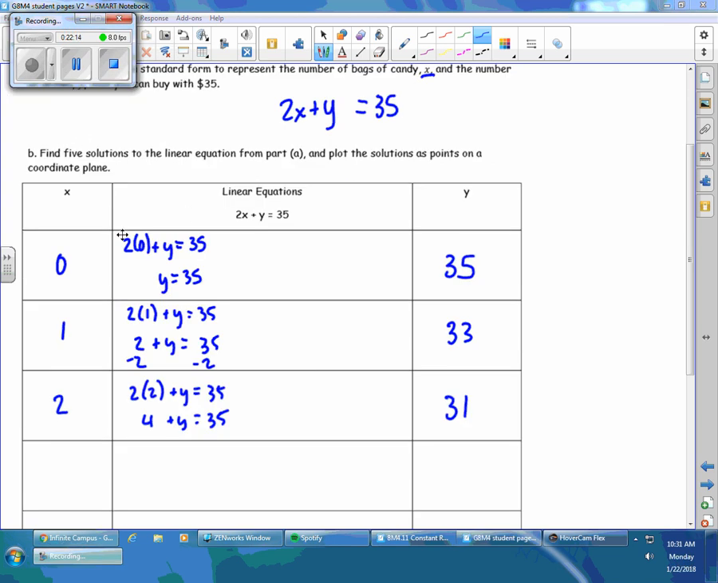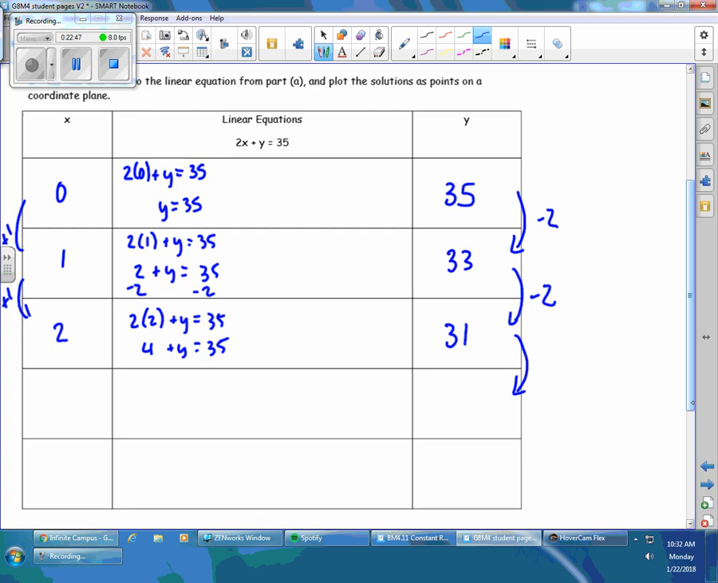Okay, I started the way I always start. I fixed x at 0 and solved for y. So when x is 0, y is going to be 35. When x is 1, y is going to be 33. When x is 2, y is going to be 31. See if I can figure out the pattern here. So this is going down by 2, and this one's going up by 1. So my next one, I could with confidence say it's going to be 29 when x is 3.